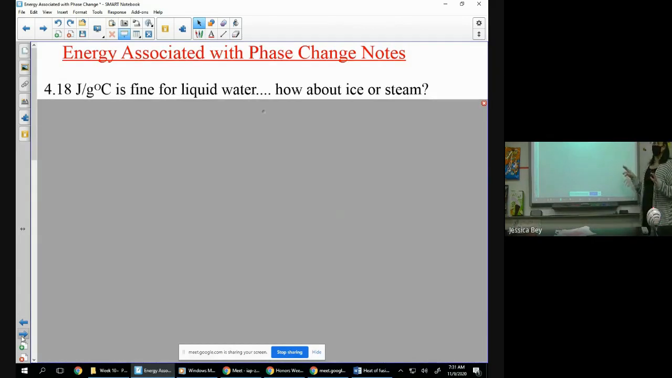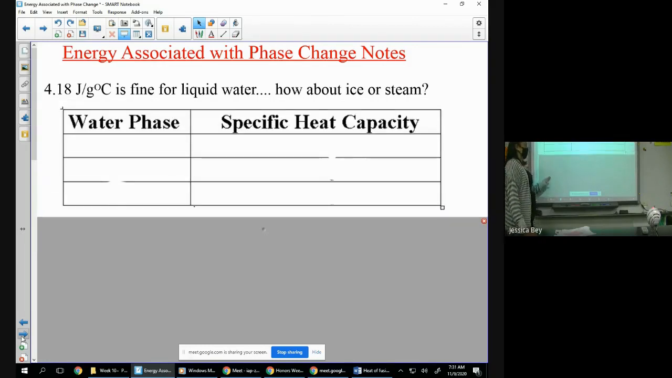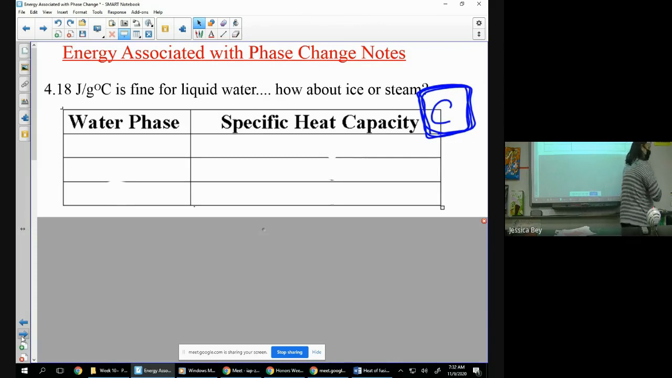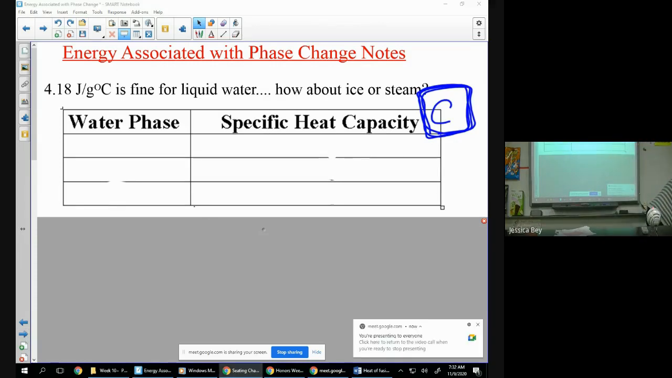So 4.18 joules is wonderful for liquid water. But how about ice or steam? If it was me, I would make a little table in my notes, and I would say water phase, specific heat capacity. And if you don't remember, specific heat capacity is C. It's a C value. So I would make myself a little chart.